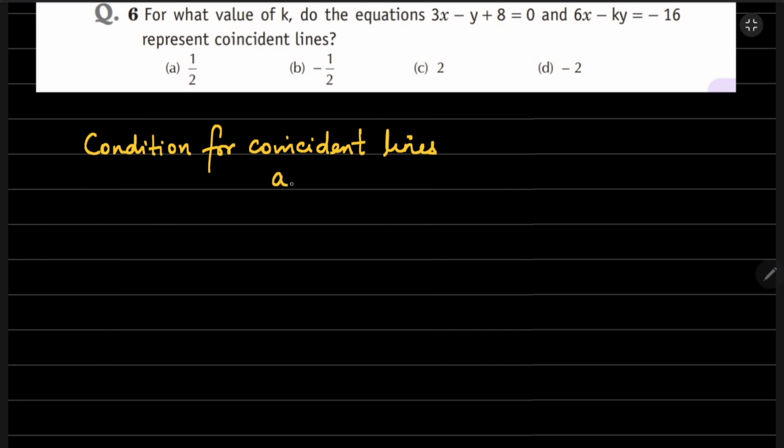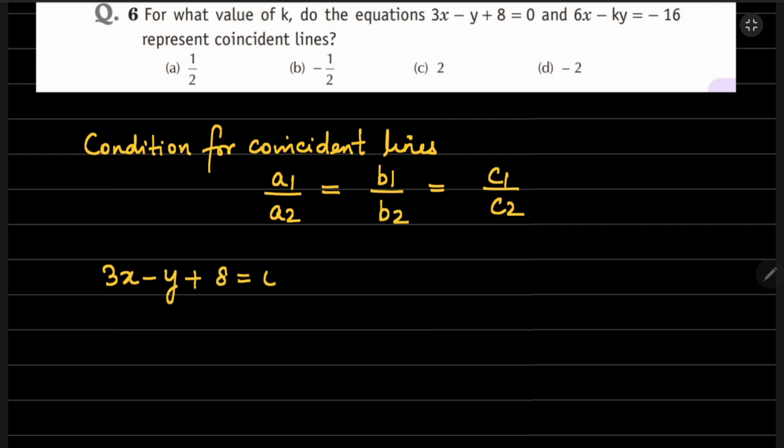It is nothing but a1 by a2 will be equal to b1 by b2, and this ratio will be equal to c1 by c2. So based on the given equations: 3x minus y plus 8 equal to 0, and you are given 6x minus ky minus 16, which will become plus 16 here. Both the equations should be in the standard format.